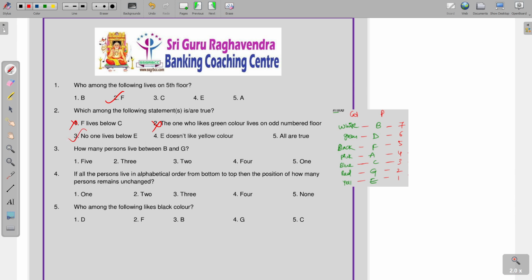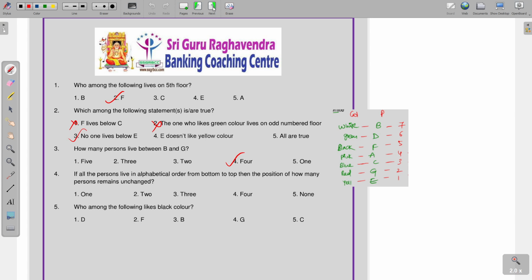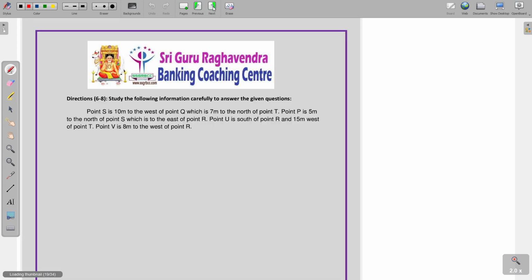And next, how many persons live between B and G? Between B and G: 1, 2, 3, 4. 4 persons are there. All the persons are arranged in alphabetical order from bottom to top. How many persons remain unchanged? See, starting from A to G, from bottom to top: A, B, C, D, E, F, G. Only one person remains unchanged. Who among the following likes black color? Black color is liked by F. Okay, so let us move on to the next one.